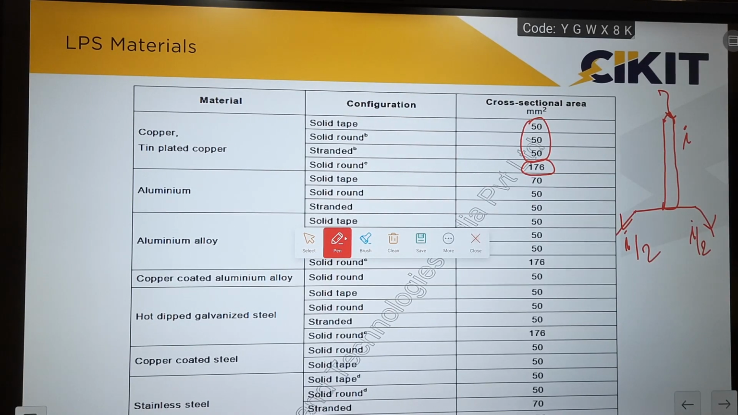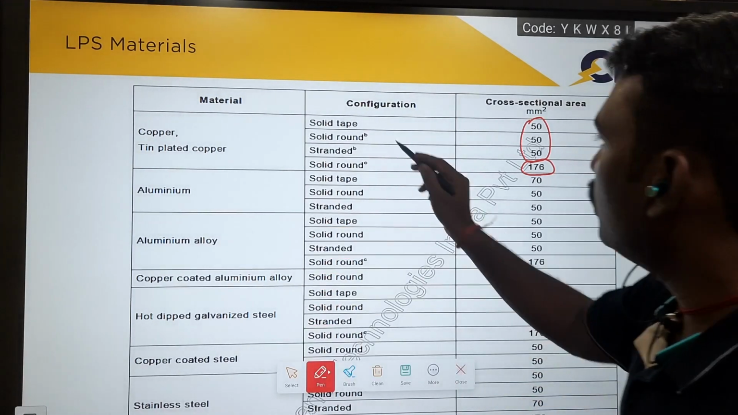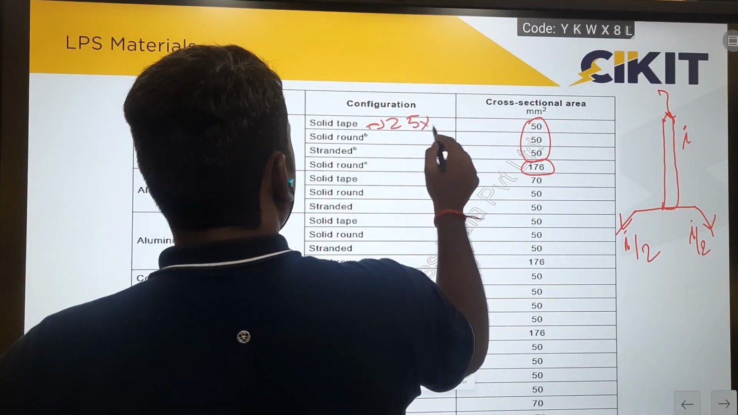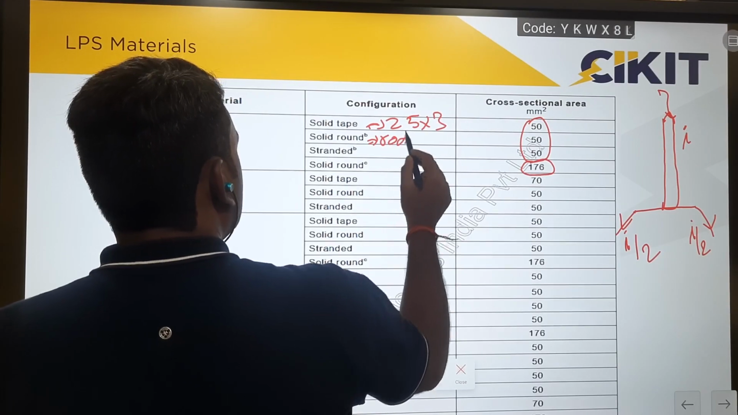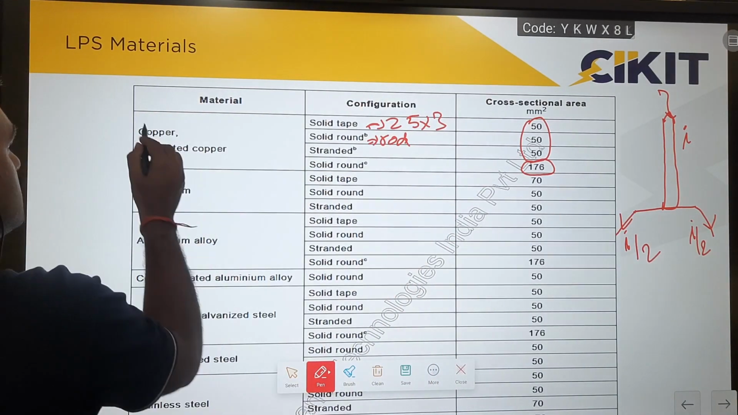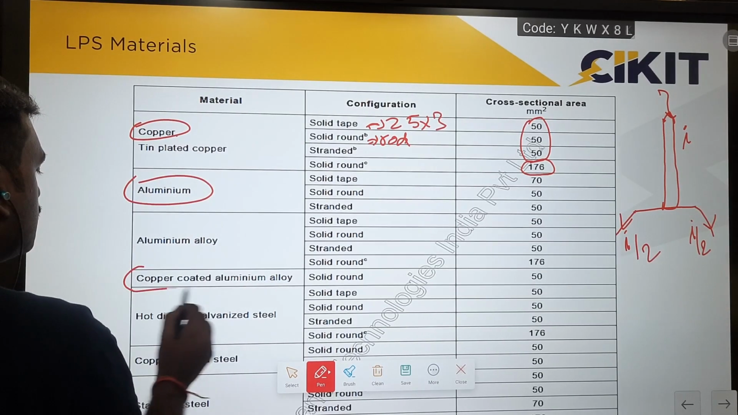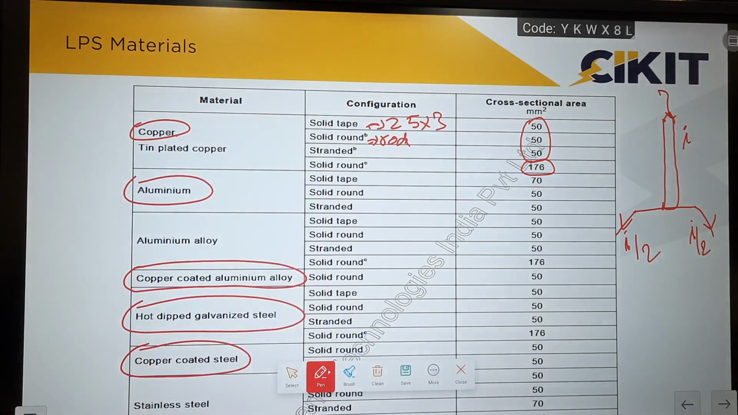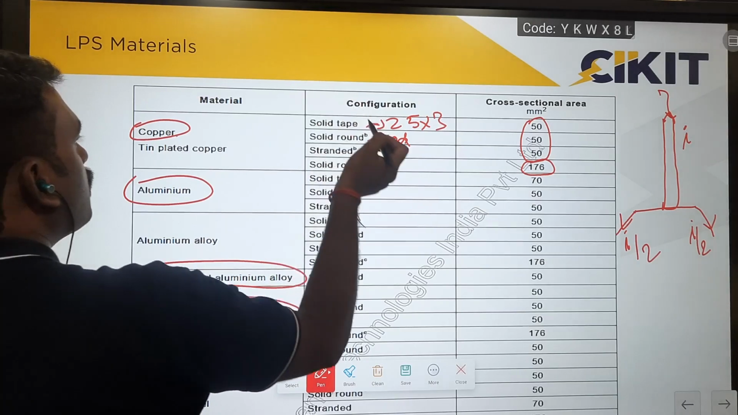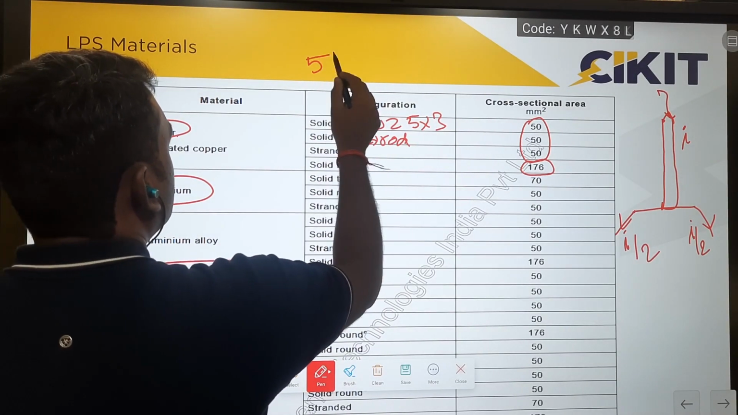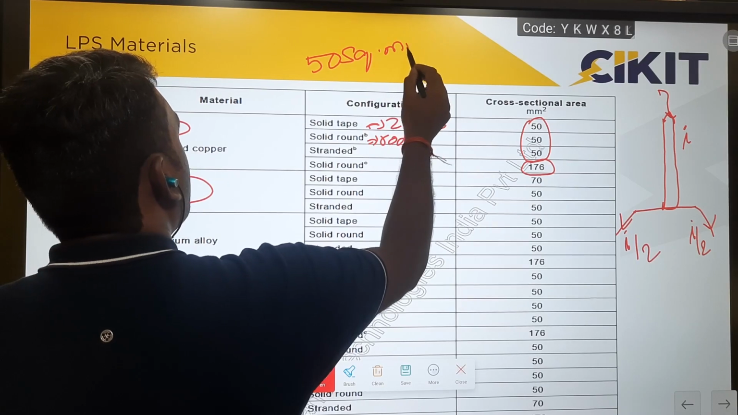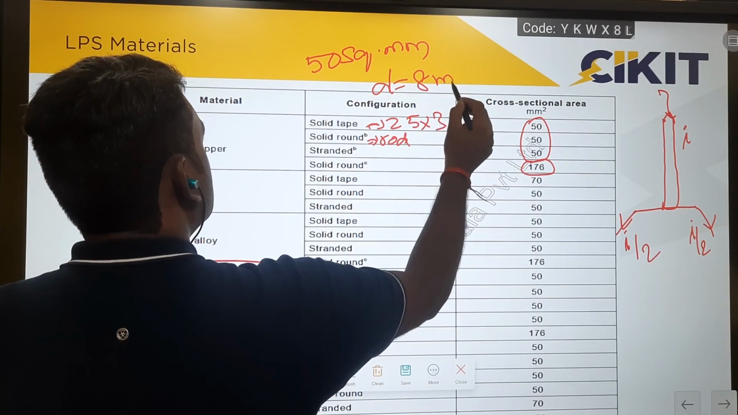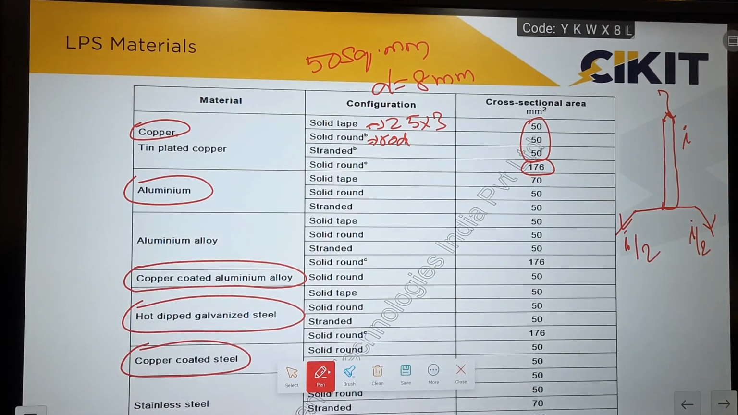If we take copper as an example, the copper material can be used in the form of tape, that is, strips. We can use it in the form of rods. So the tape is nothing but strips, and a rod is a rod. So they have provided different materials and different configurations in each material. For a rod, the minimum cross-section area has to be 50 square mm. If I consider this 50 square mm, the diameter will be 8 mm. So the diameter of the rod will be 8 mm if I consider a rod configuration.